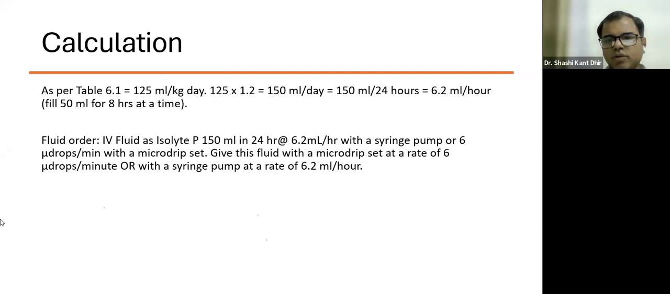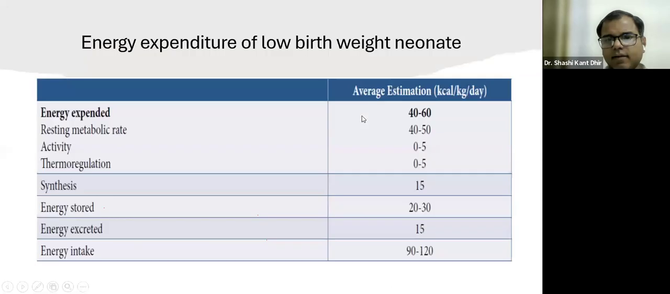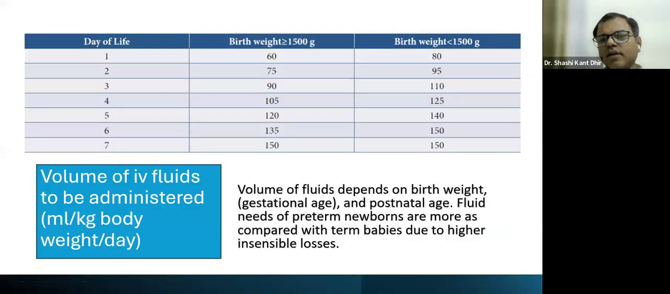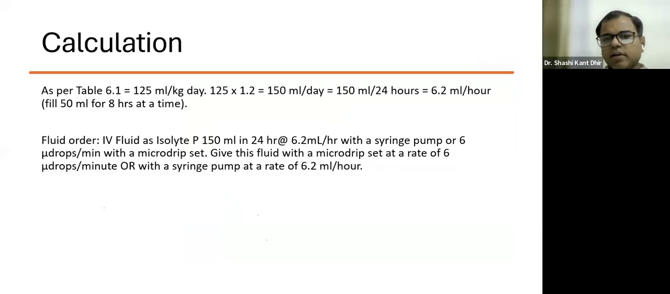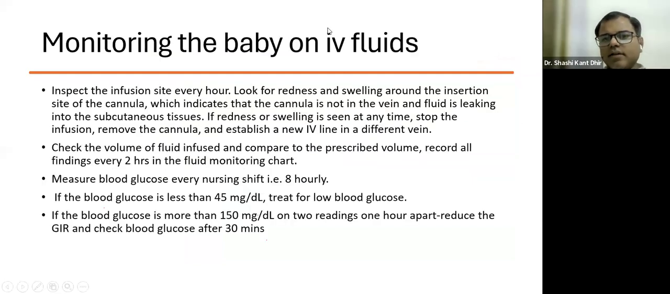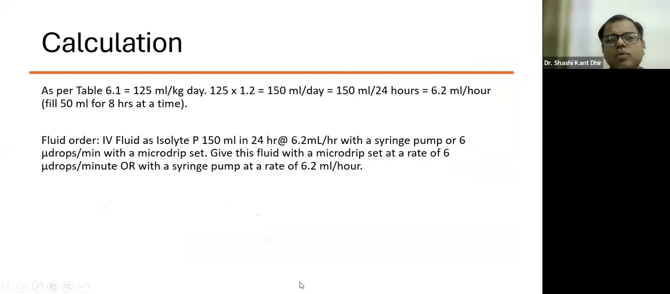So if I just show you the table again, so this was the table, right? 80 on day 1, and day 4 it is 125. Okay. So you have written correctly, 125. The only thing is that you had mentioned 125 ml total. It should be 125 ml per kg. So 150 ml is fine, right? So 150 ml per day and 6.2 ml per hour for this, right?